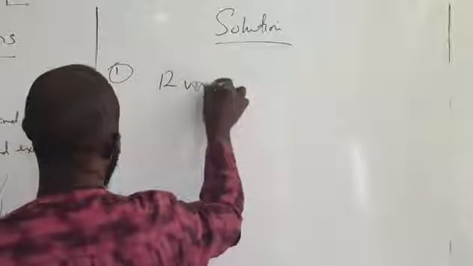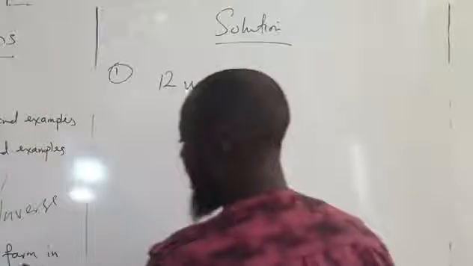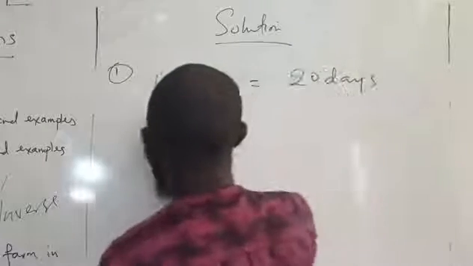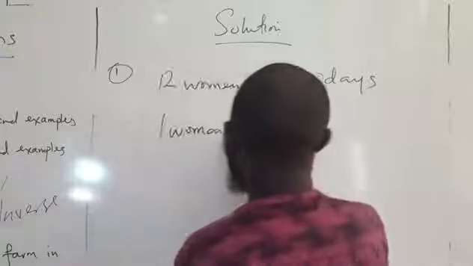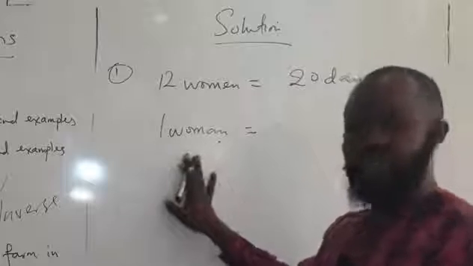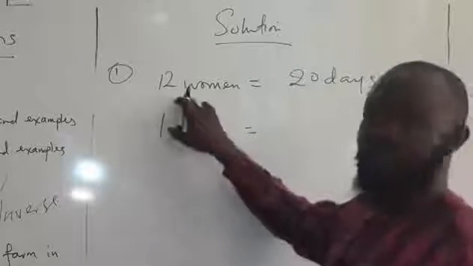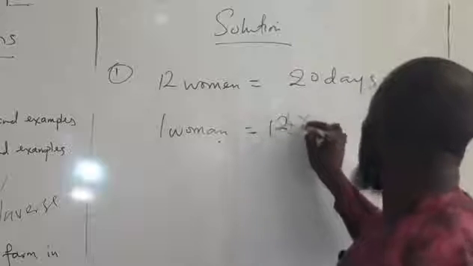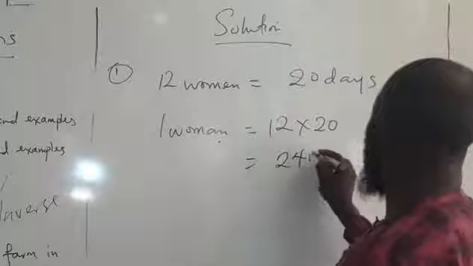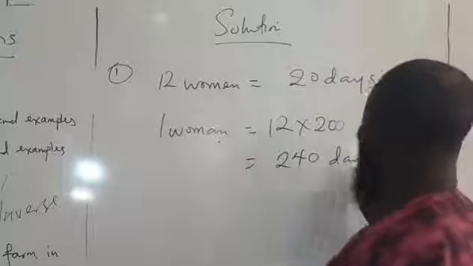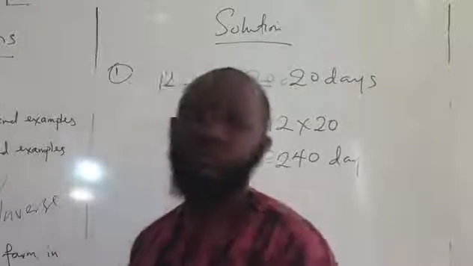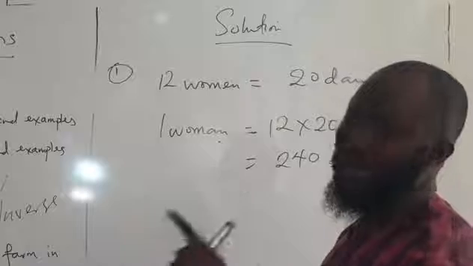12 women are going to spend 20 days, right? So one woman will spend how many days? Because the woman is doing the work of 12 women. So that will be 12 multiplied by 20. So 12 times 20, that is what? 240 days. So one woman will use 240 days to complete this same job, if each one of them works at the same rate.